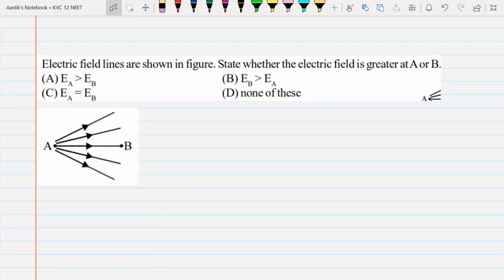Yes, this is the question, and they've asked where is the electric field more. They have given 4 options. Can you tell me which one is the right one? Option A. Option A is correct. How did you get option A?